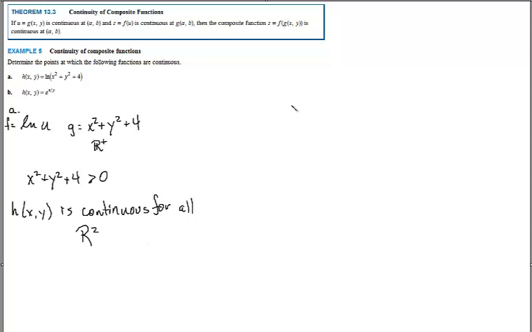Now let's look at B. B happens to be the function composition. Let's just say that f is e to some u, and g is this x over y. Now this is okay just as long as y isn't 0. Then our f function is good to go everywhere. So this is good for all x and y, provided y is not equal to 0. It can be anything as long as y isn't 0.